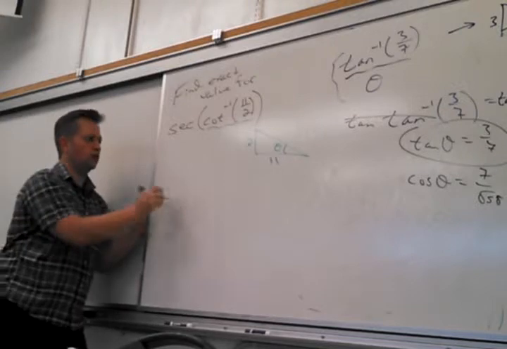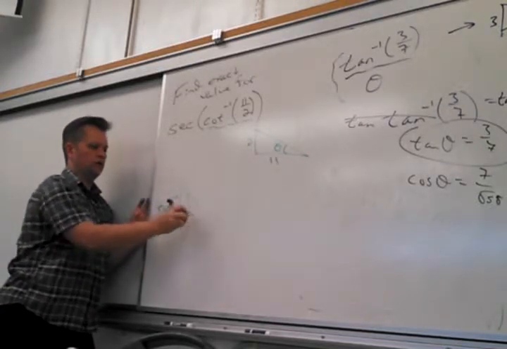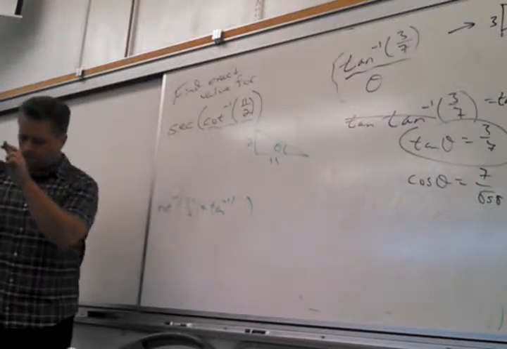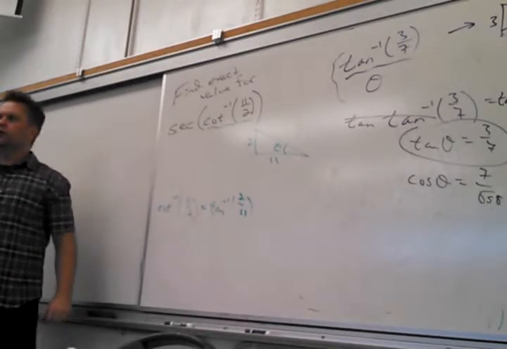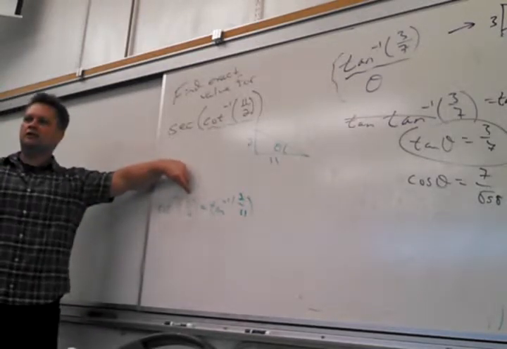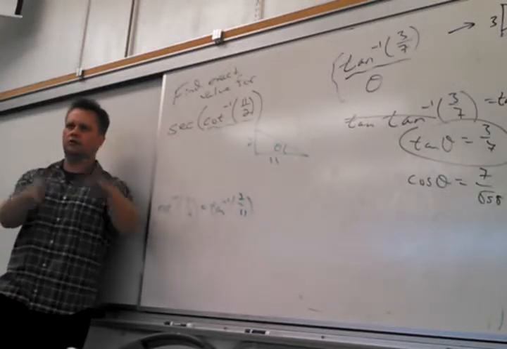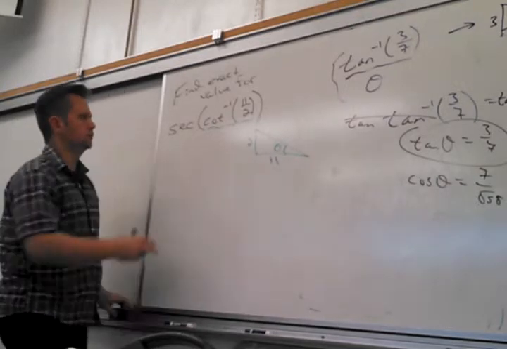Did you notice something real quick? The inverse cotangent of 11 over 2 is the same thing as the inverse tangent of 2 over 11. So the reciprocation for the inverse takes place inside. That's kind of cool, a little thing just to store away.